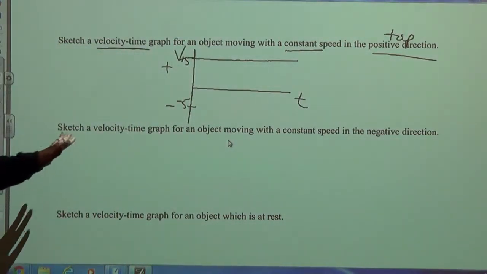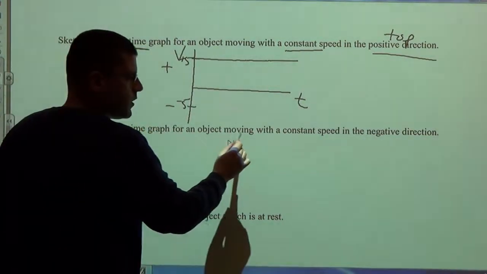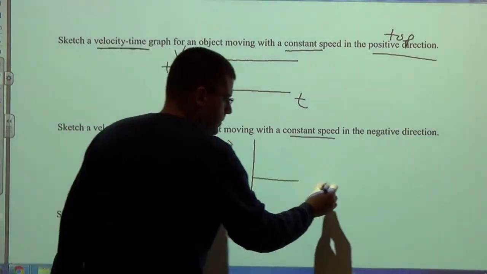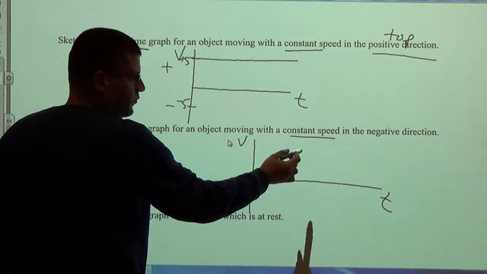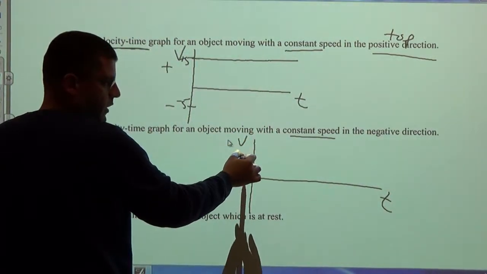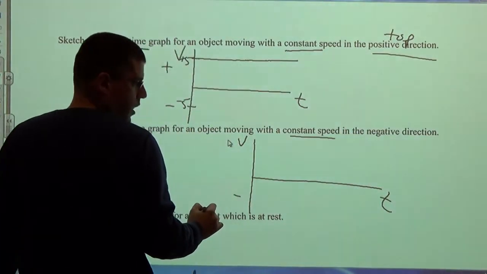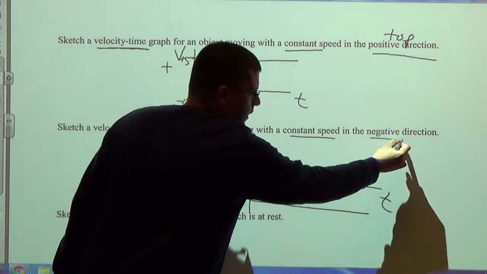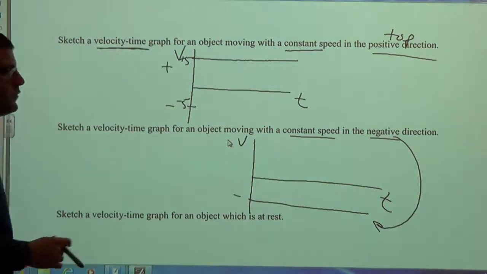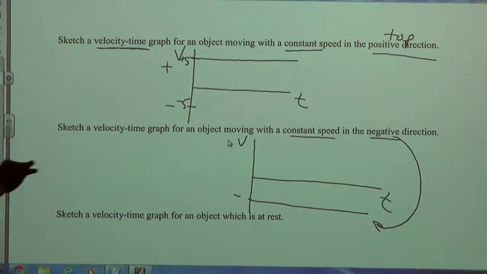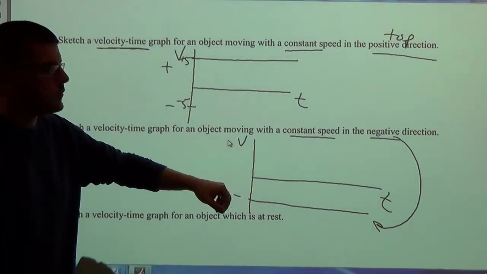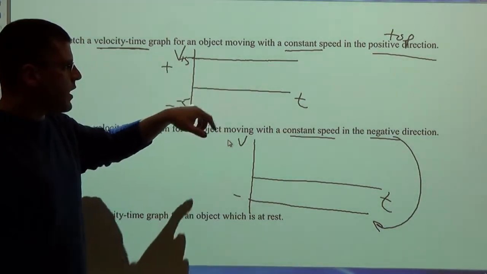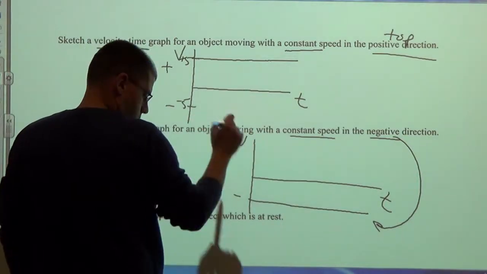Okay? So obviously the next graph is going to be VT graph, moving with a constant speed in the negative direction. So let's draw the same thing. Time, velocity. So no delta V, negative direction, work in the negative quadrant. So again, it's going to be here. So negative direction, go down to the negative quadrant, constant speed. Easy, but here's what I want to say. Let's bring this up here. If I said you constant speed, positive direction, I put it there. If I said you constant speed, negative direction, we're going to put it right here.